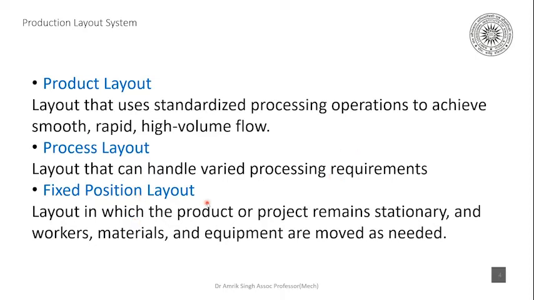And the third is a fixed position layout, the layout in which the product or project remains stationary and the workers, material and equipment are moved as needed. So we have seen this while studying the production system. So this was the project type of production system, and this we can have for the different production systems we have used. So we'll see in the coming slides how to go into details of product layout and the process layout.